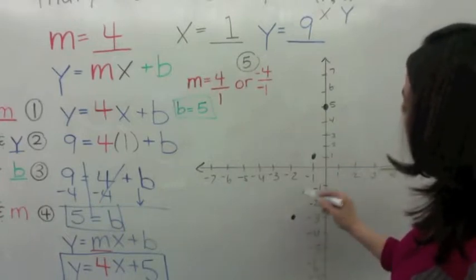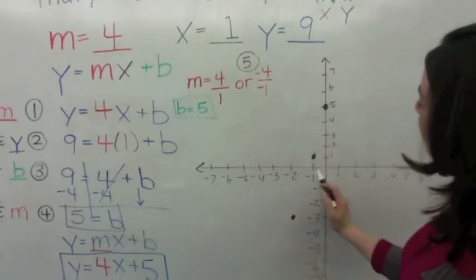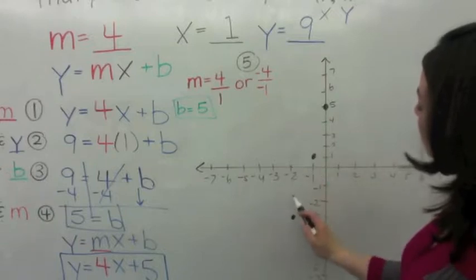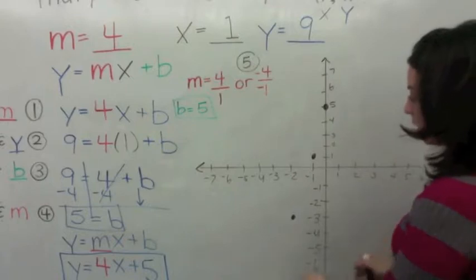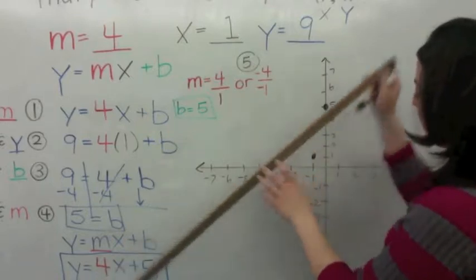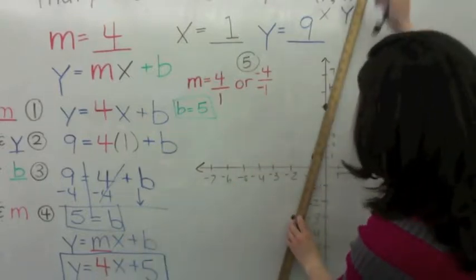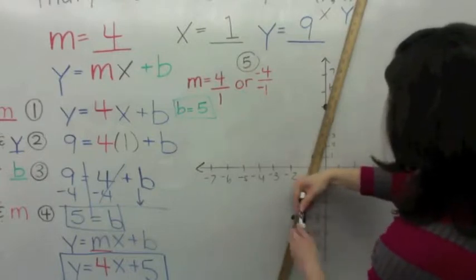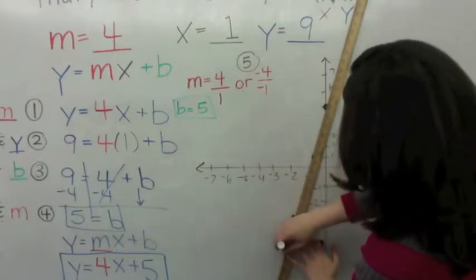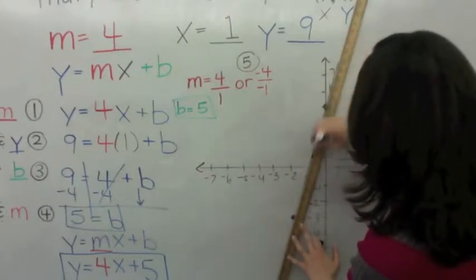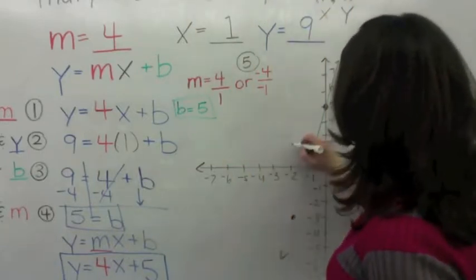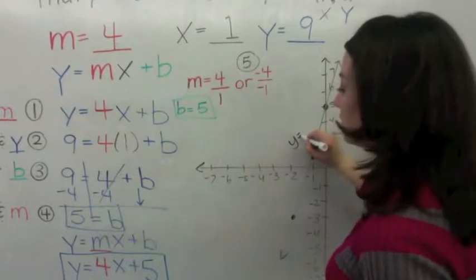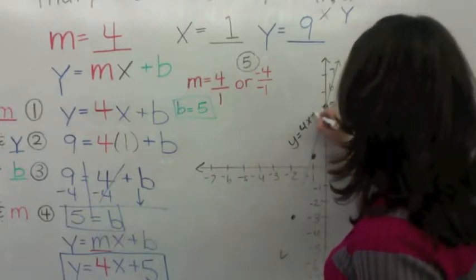Okay, so those are our 3 points. You should be at (0, 5), (-1, 1), and (-2, -3). Then you connect these points to make a line. And the equation for this line, again, is y = 4x + 5.